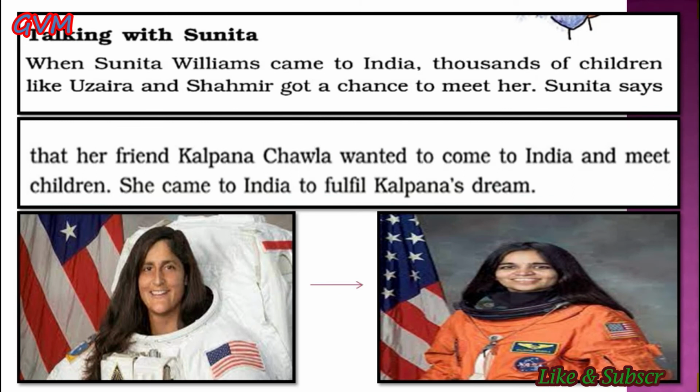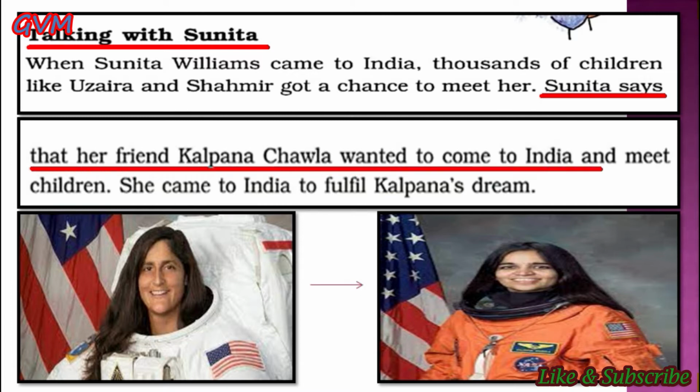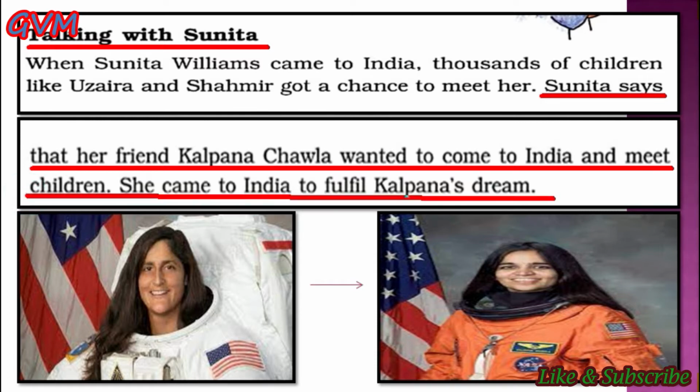Now students, let's move further into the chapter, talking with Sunita. Students, as we discussed earlier, Uzaira and Shahmir waited eagerly for the day to come. Sunita had come to their school, and they were excited to talk with her. When Sunita came to their school, she said that her friend Kalpana Chawla also wanted to come to India and meet children. And today she, Sunita Williams, came to their school to fulfill Kalpana's dream.